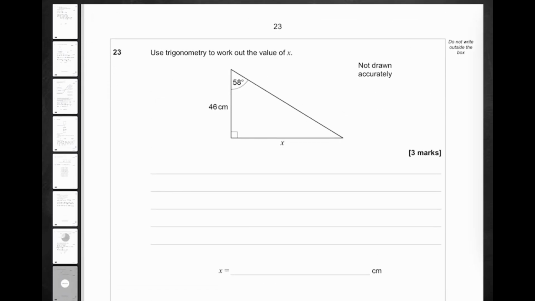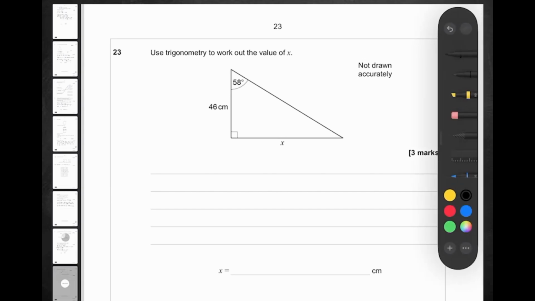Question number 23. Use trigonometry to work out the value of x. So we have an angle up here of 58 degrees, meaning x is the opposite side. We already have a hypotenuse here and an adjacent here. So since we have the opposite and we have the adjacent, we are going to use tangent.